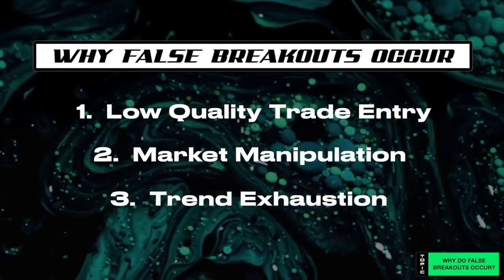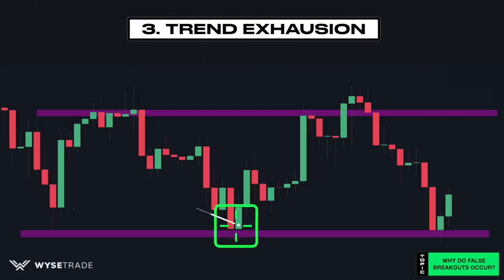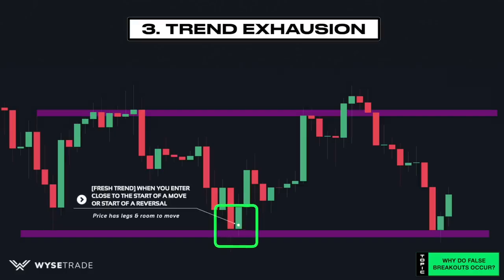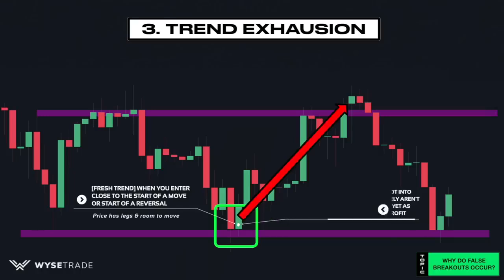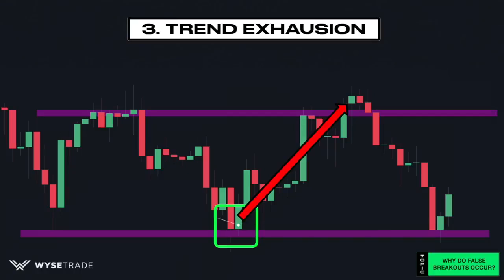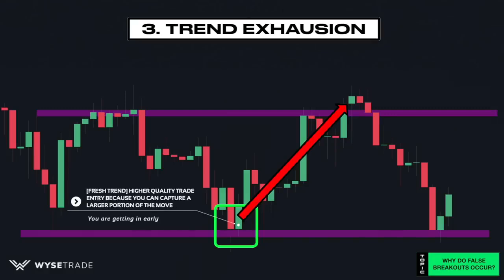And third, trend exhaustion. So when you get into a trade close to the start of a move, this is known as a fresh trend, which is where price has legs and room to move. Because traders just got into the trade and haven't made their money yet, so they most likely aren't closing out these positions so soon. Fresh trends or fresh reversals are higher quality trade entries because you can capture a larger portion of the move as you are getting in early.